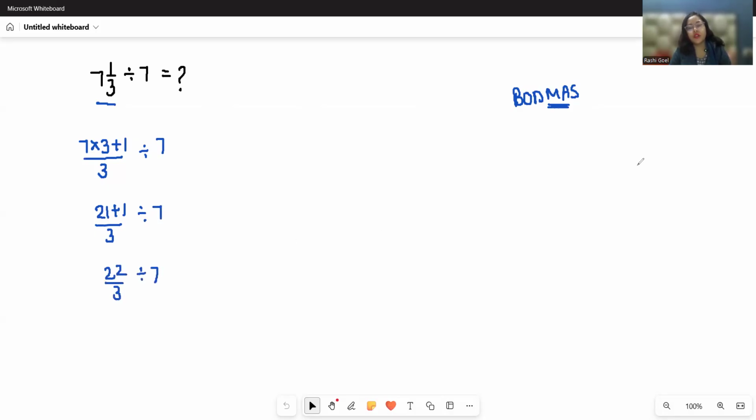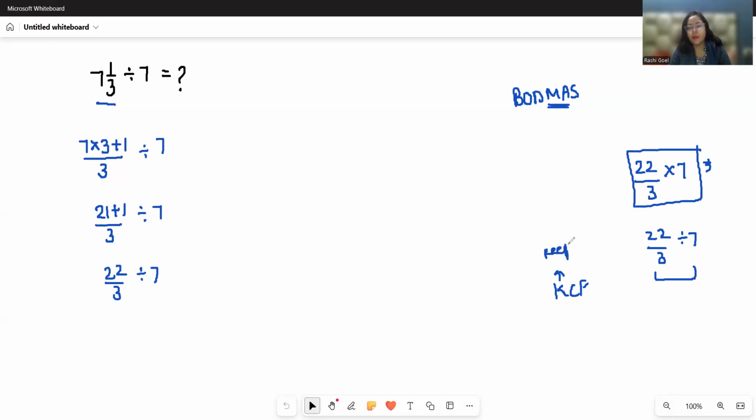So there are two different things, 22 by 3 multiplied by 7 and 22 by 3 divided by 7. In case of this, you can multiply the numerator and then divide it with the denominator. But in place of this, you have to follow KCF rule. Here K stands for keep, C stands for change and F stands for flip. That means keep the left hand, change the symbol from division to multiplication and flip the right hand. So it becomes 1 by 7.